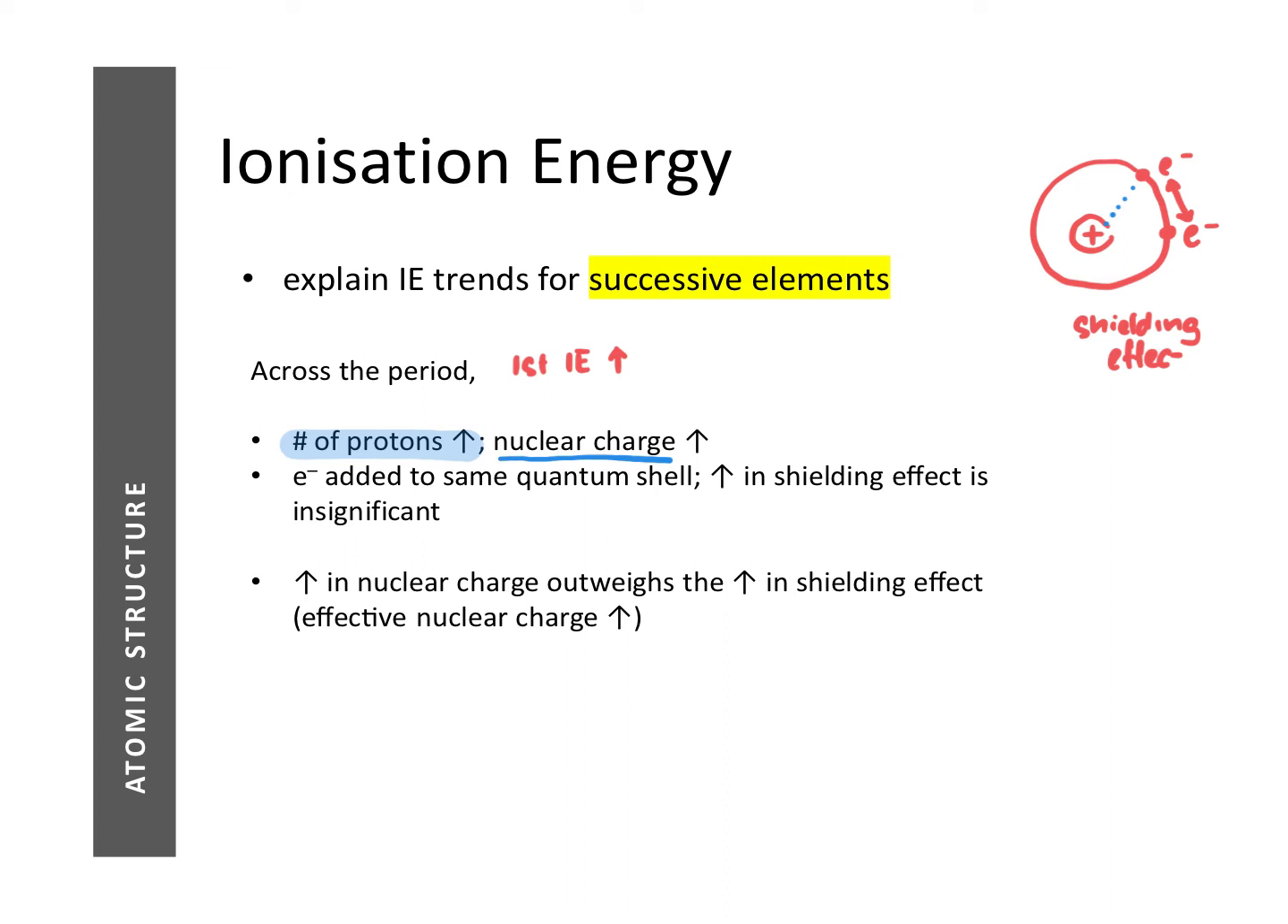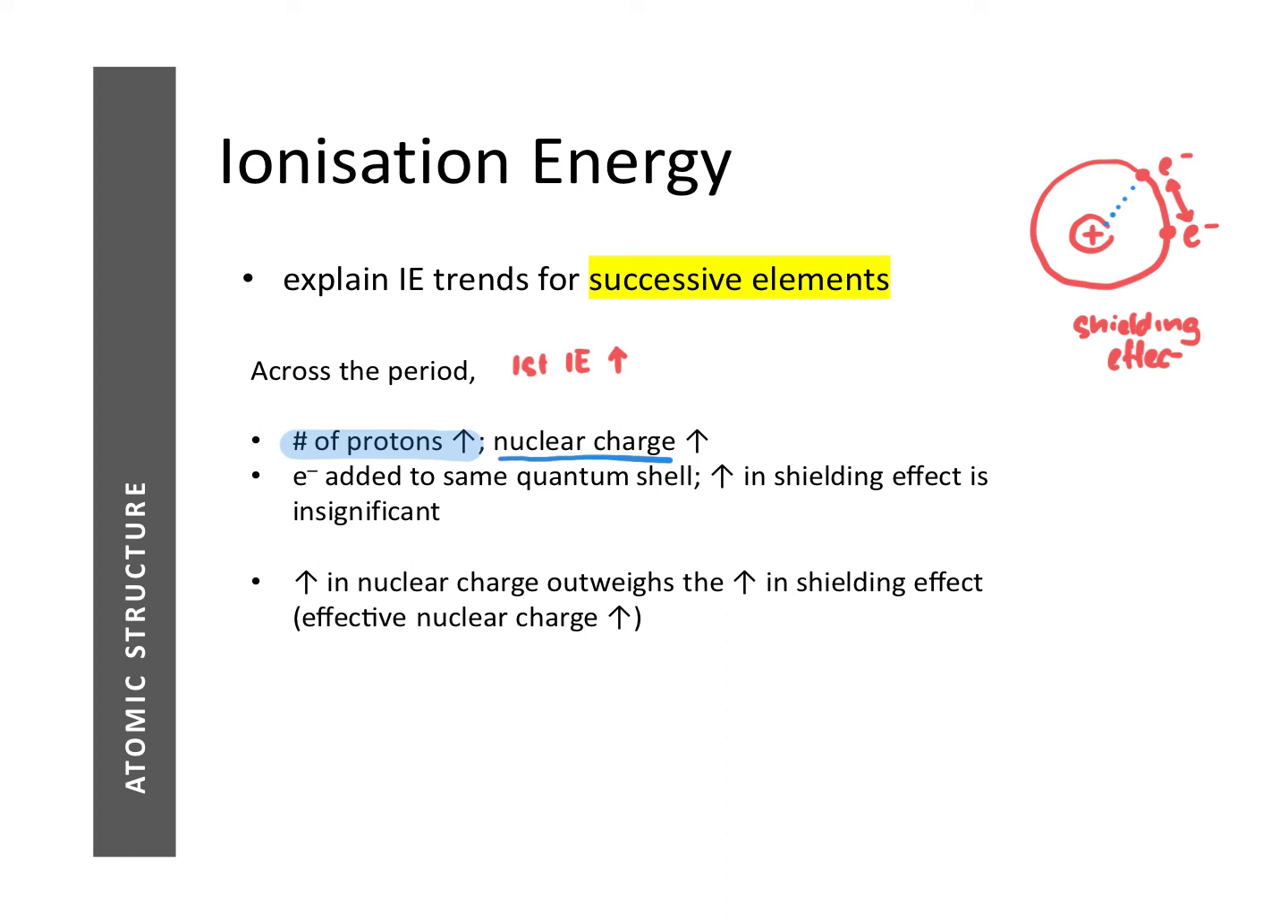As we move across the period, the nuclear charge increases because we have more protons. The shielding effect also increases because we have more electrons. So when you have two opposing effects, how do we know what is the net outcome? Which one would outweigh the other? In science, whenever we have two opposing effects, the only way to find out is through experiments, by measuring the actual ionization energy, and we find that it actually increases across the period.